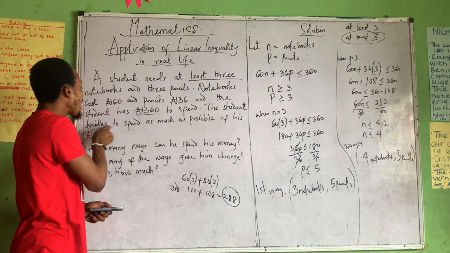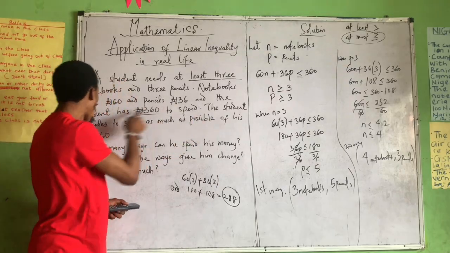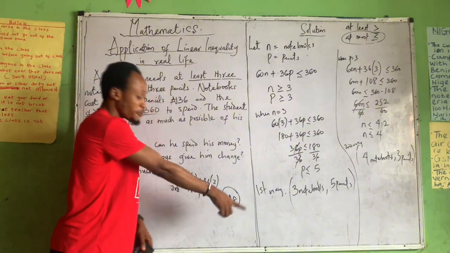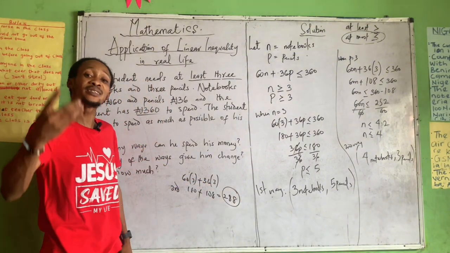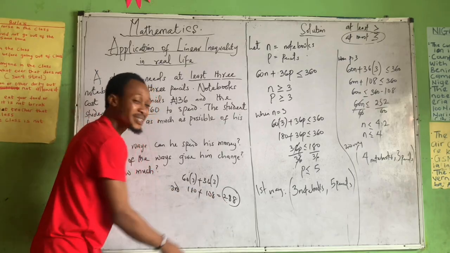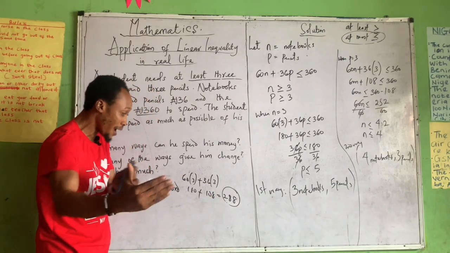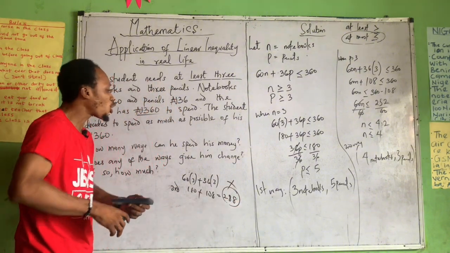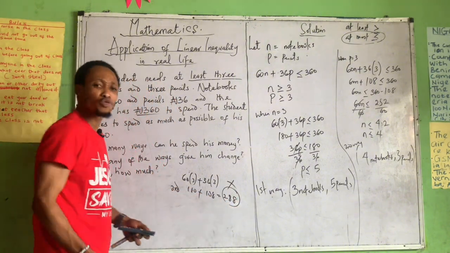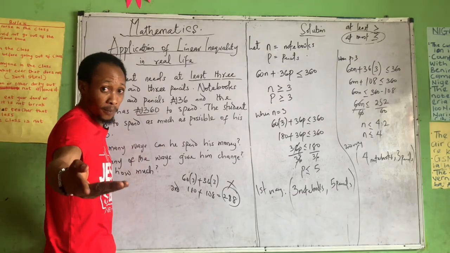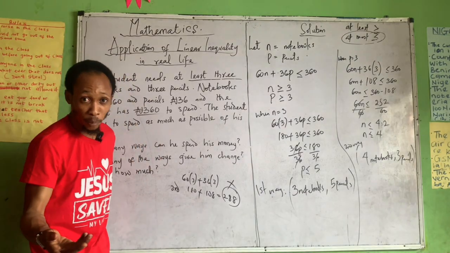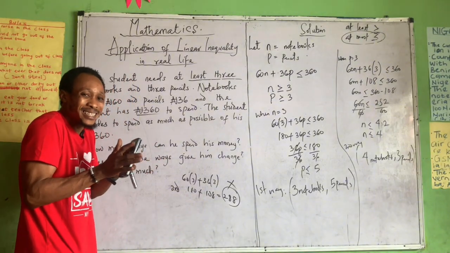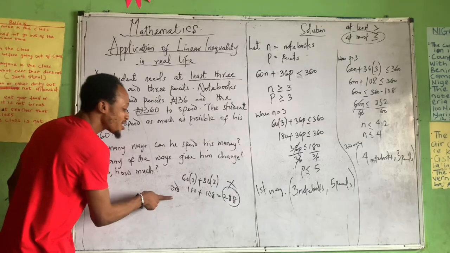The student decides to spend as much as possible of his 360. As much as possible. He couldn't have settled for less, like 288 naira. In fact, 288 is far from 360. So this cannot be part of it, because he still has a lot of change. If you subtract it from 360, you still have a lot of change with which he can buy more books. So we have to look for the one that will be closer to 360, or exactly 360. But this cannot be part of the ways.